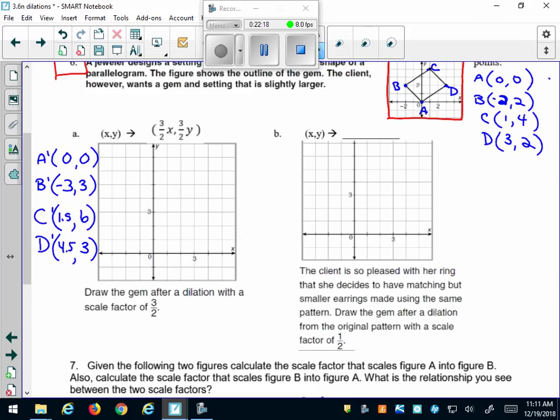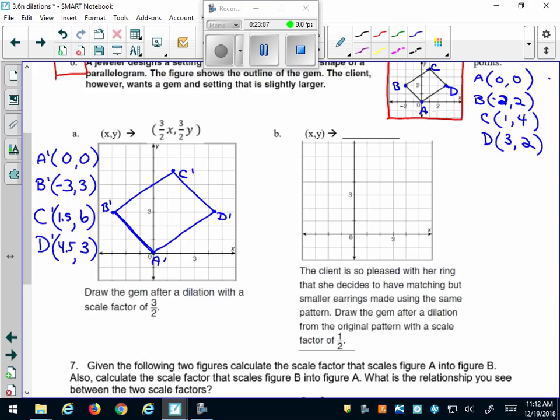So if we plot these points now, 0, 0, A prime, -3, 3 is B prime, 1.5, 6, I missed that, sorry, that's C prime. And D prime is at 4.5, 3. So you can see that the parallelogram looks like the same shape, just a little bit bigger.